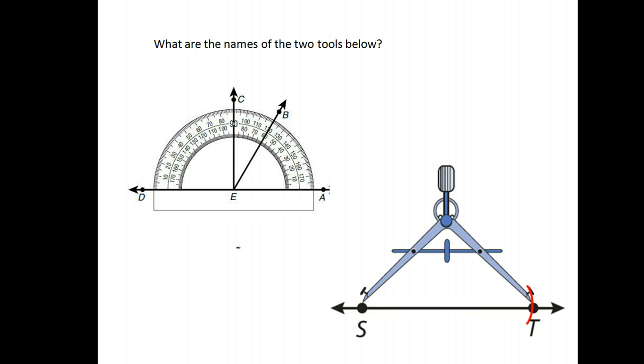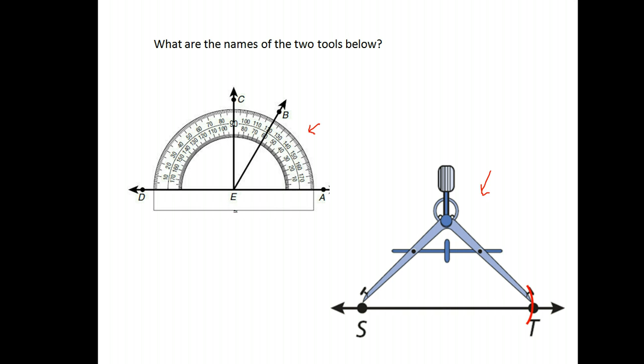Okay, another thing we're covering in this unit are the tools we use in geometry. Here are 2 tools. What are their names? This one here is used to measure angles. This one here is used to make all of the constructions we're going to make. We're going to be constructing congruent segments, congruent angles. We're going to be cutting angles in half.